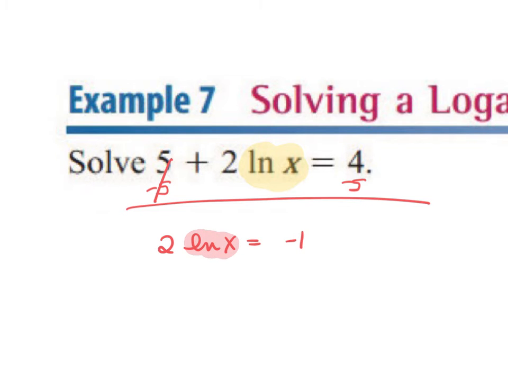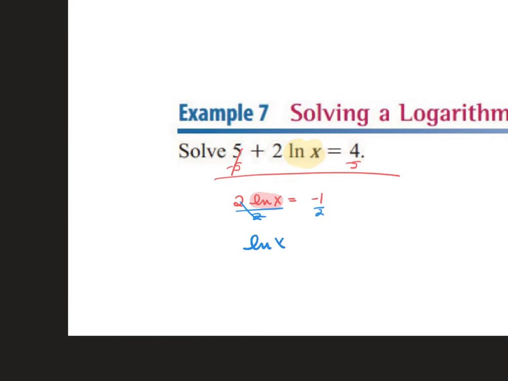I still want the natural log by itself, so what do I need to do? Divide by 2. So I have the natural log of x equals negative 1/2. Now that I have my natural log all by itself, what is the opposite, guys, of natural log? e. So I'm going to say e to the ln x equals e to the negative 1/2. And then what happens with my e and my ln on the left-hand side? They cancel out. So I'm left with x equals, calculator.